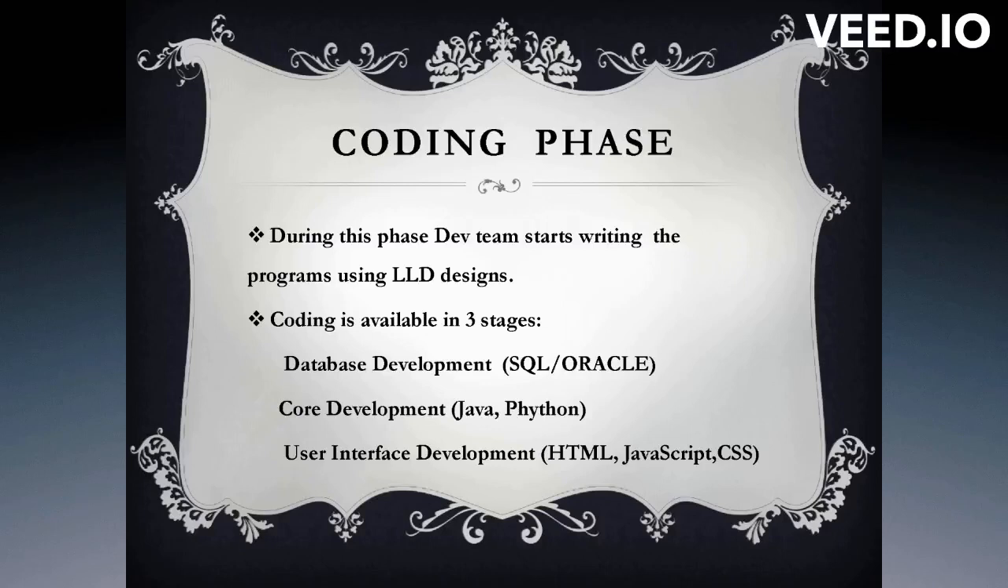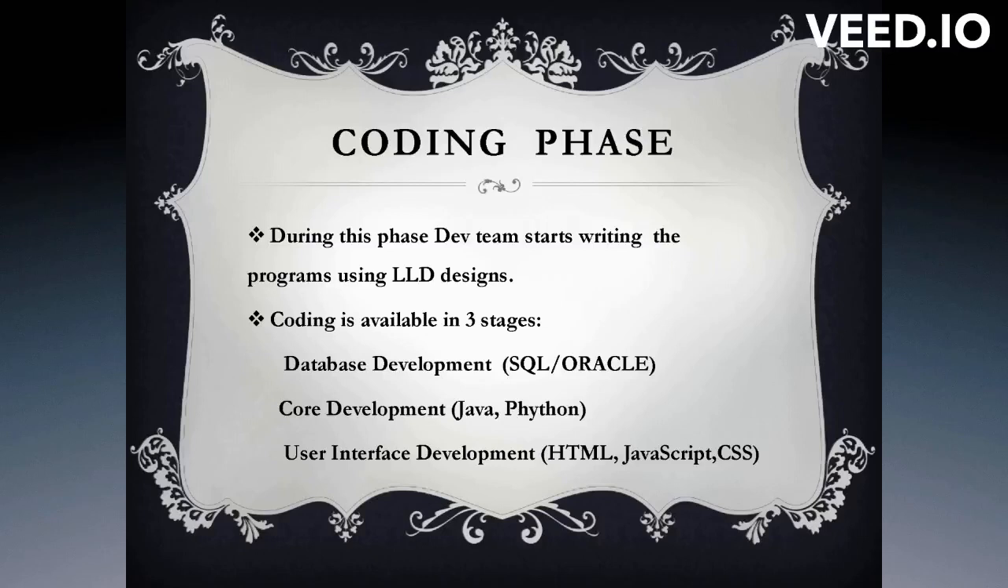In this coding, it is available in three stages: database development, where SQL and Oracle, we know that SQL and Oracle come for the database, right? How the data is stored and where it is stored, that is the backend, we can say. So that is database development.